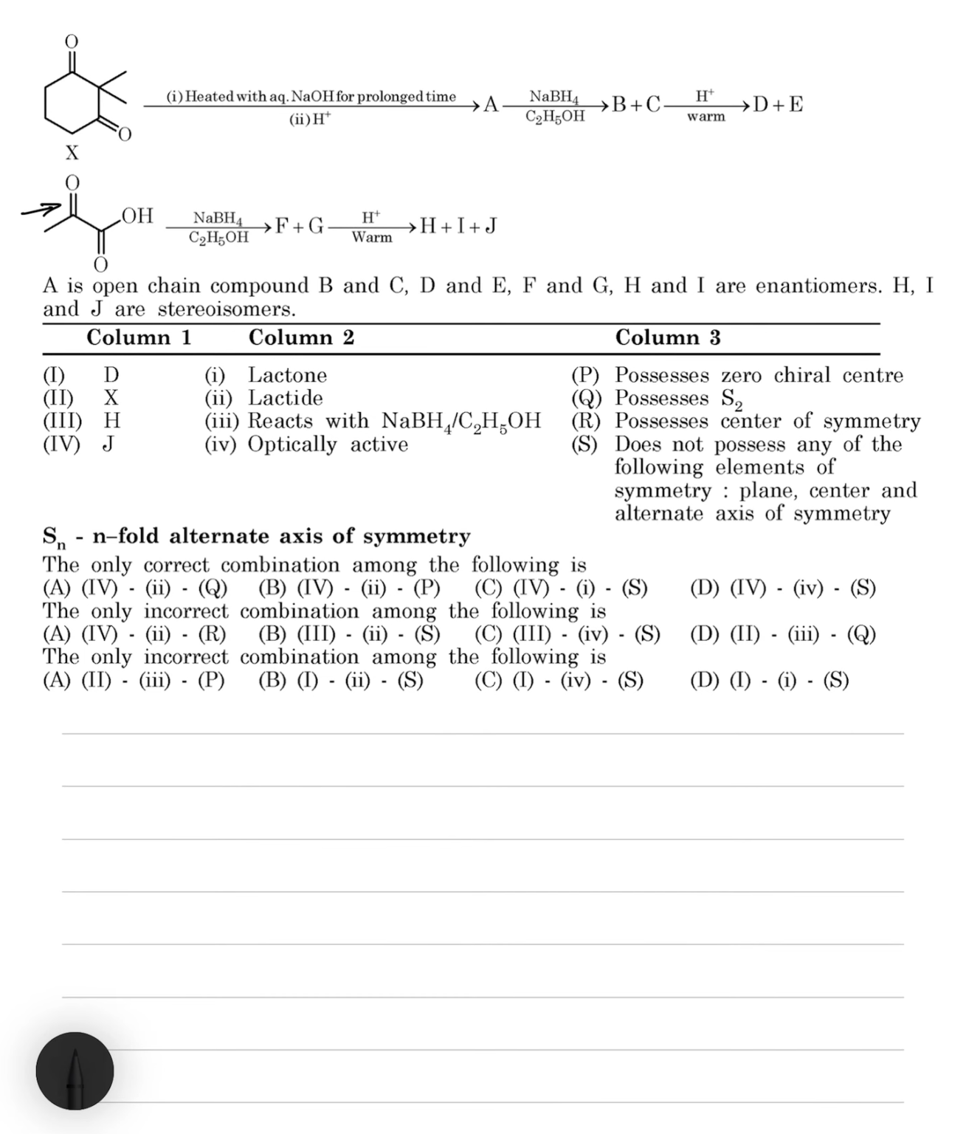The next compound is basically an alpha hydroxy, alpha keto acid, right? The reaction of this compound with sodium borohydride gives F and G, which on further treatment in acidic medium in warm conditions give three compounds, H, I and J.